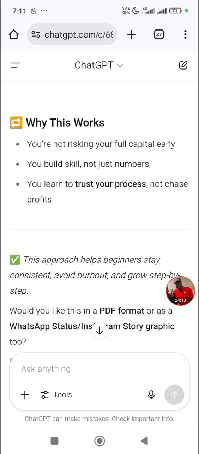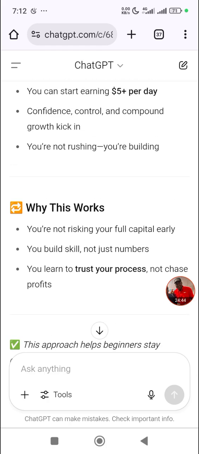You are just a designer. You design the clothes, but you don't know how to sew them. You are designing crafts. But for you to know how to sew and how to cut, those are the processes of becoming a tailor. This approach helps beginners stay consistent, avoid burnout, and grow step by step.